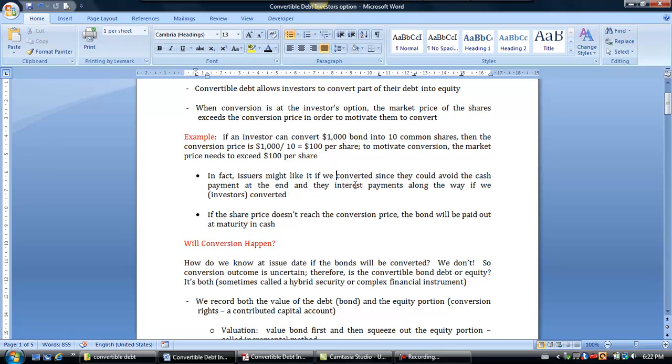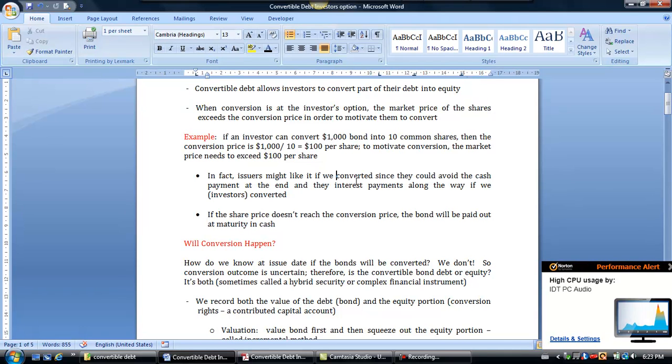But we, as the issuer, would probably be very happy if they convert, because there is less cash flow out the door. In other words, you wouldn't have to pay interest on the bond, and you wouldn't have to pay the lump sum cash payment at the end if the investor has converted. So the issuer never knows whether the bond will convert, either in whole or in part, because if the share price doesn't reach the conversion price, then the bond in all likelihood is going to be paid out in cash at maturity. That's how you retire it, and along the way you'd be making your steady stream of interest payments.